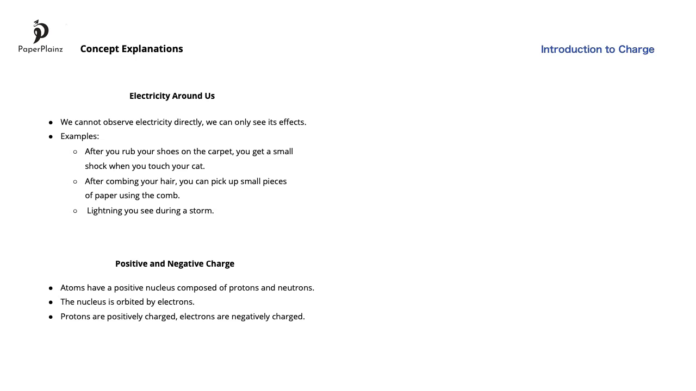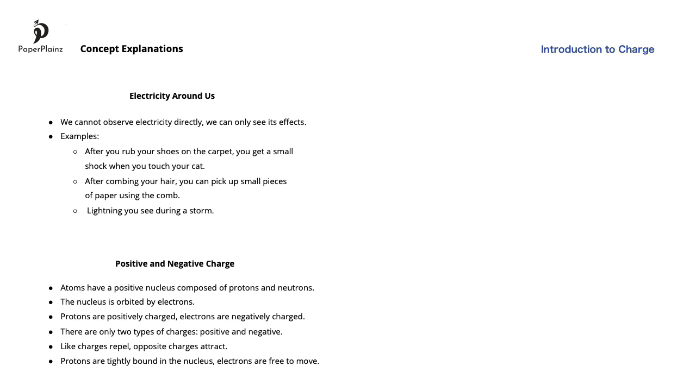There are only two types of charges, positive and negative. Like charges repel and opposite charges attract. This means that if you have two positive or two negative charges, they will repel each other, while if you have a positive and a negative charge, they will attract. Another key point here is that protons are tightly bound in the nucleus, while electrons are free to move. This point is important when we start talking about charged objects or how charge moves.